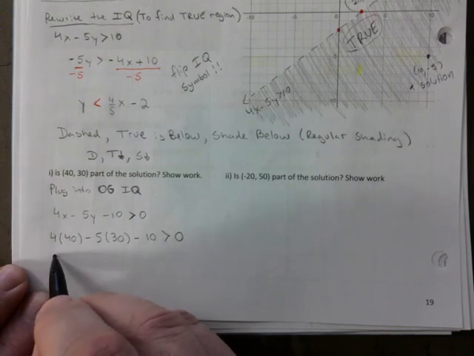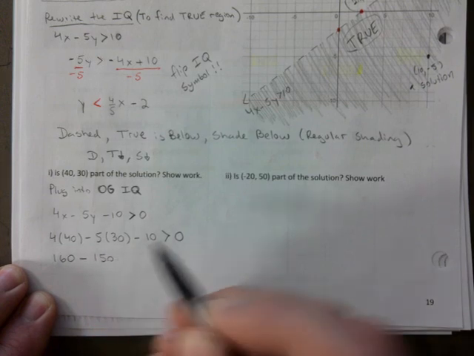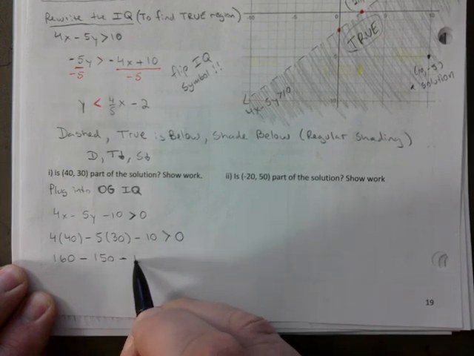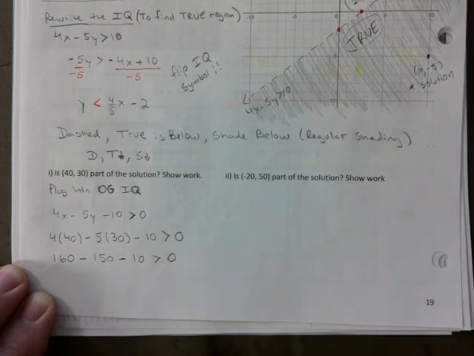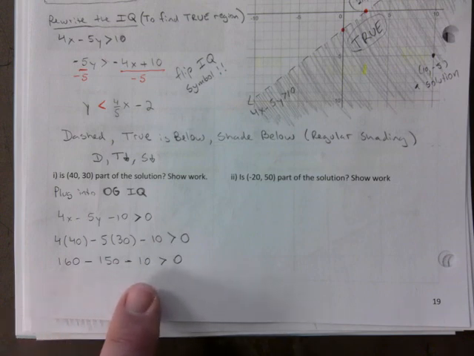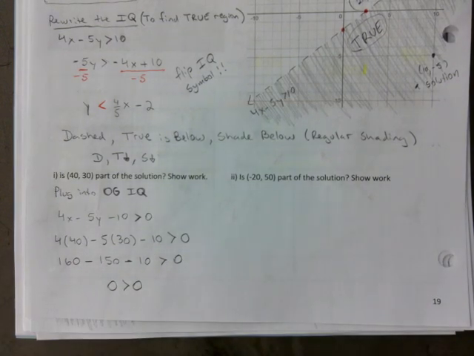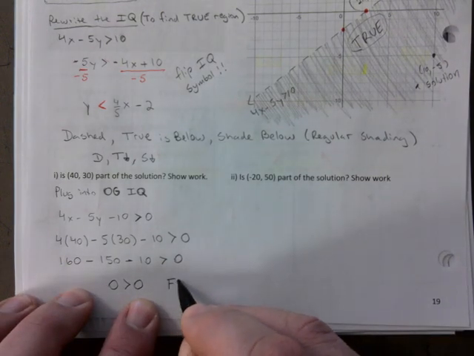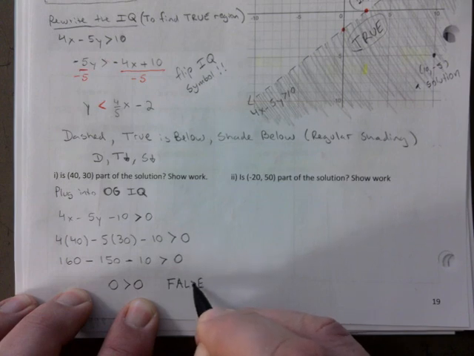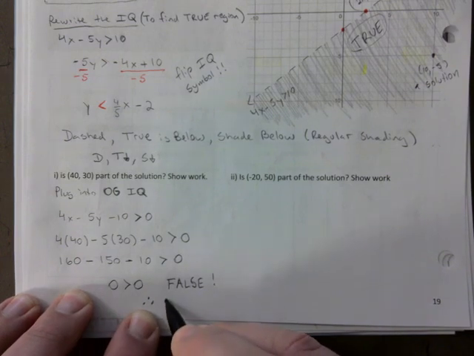4 times 40 is 160. 5 times 30 is 150. Minus 10 is greater than 0. What do you think this is going to amount to? It's going to be 0, right? Is 0 greater than 0? No, they're equal, right? So, false. So the statement, when you plugged in, it's false, right? Therefore, it is not a solution.